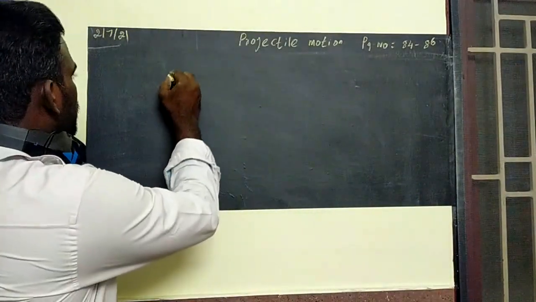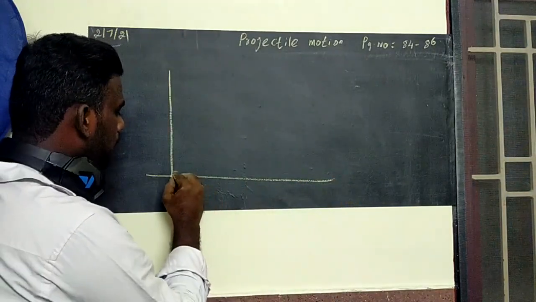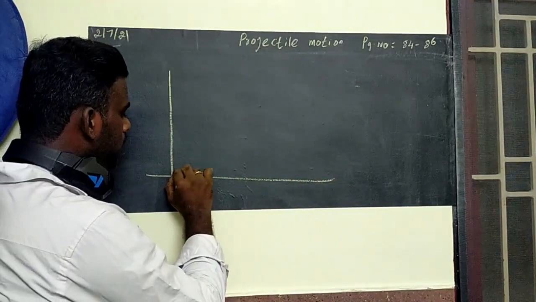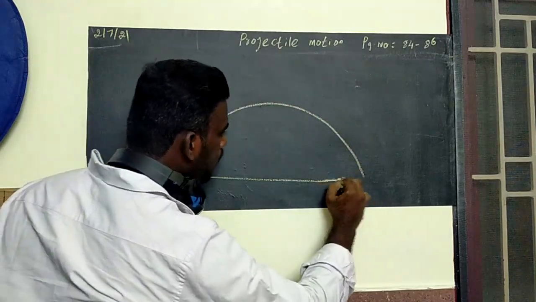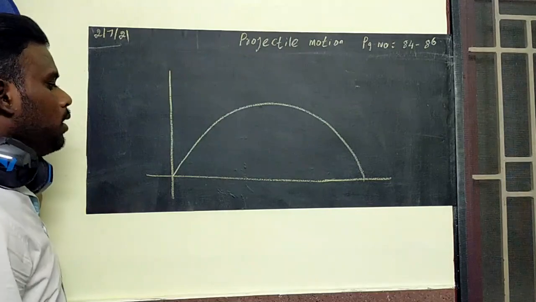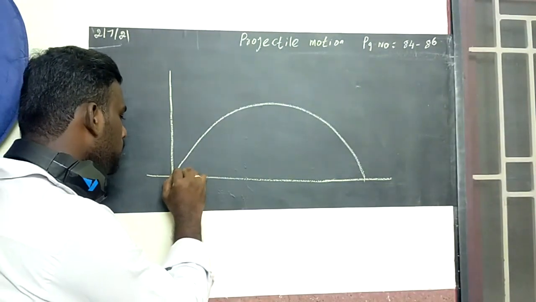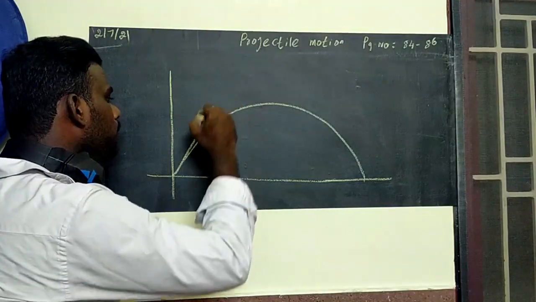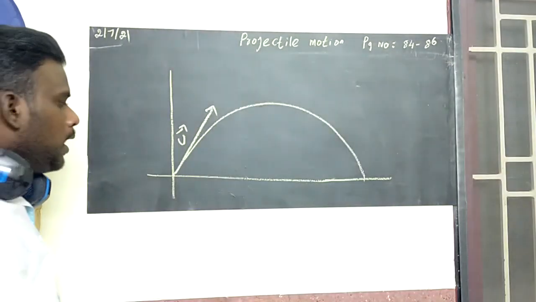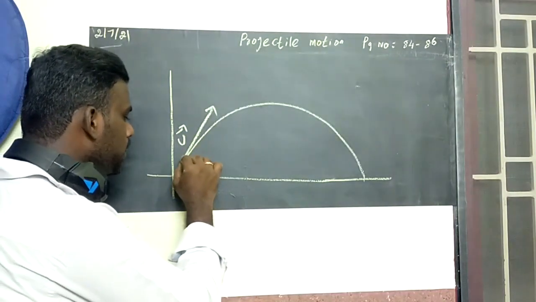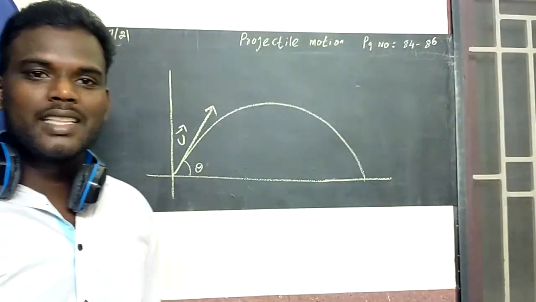Fine. So here you can see that we are throwing the body with some initial velocity so that it takes a parabolic path. So I want to know the direction of velocity at the point of projection. So this will be the direction of velocity at the point of projection. Is that clear? And here you can see that the initial velocity makes some angle theta.